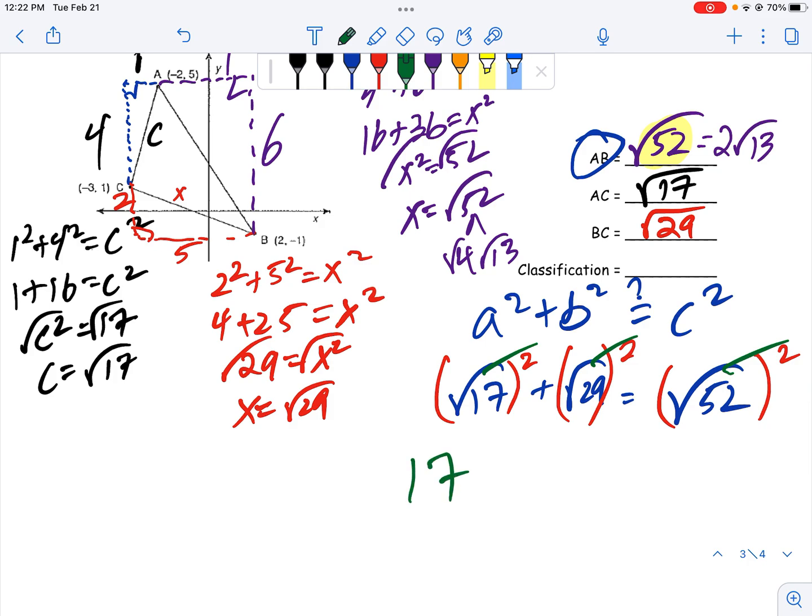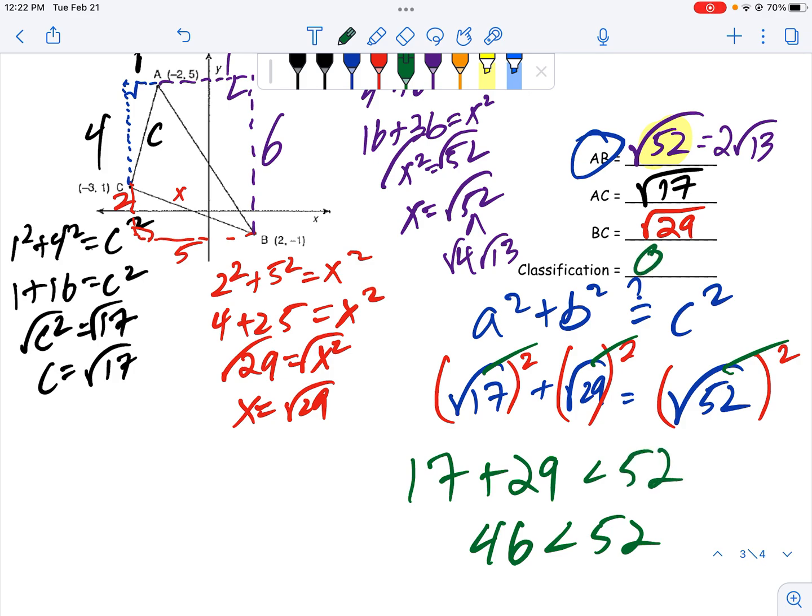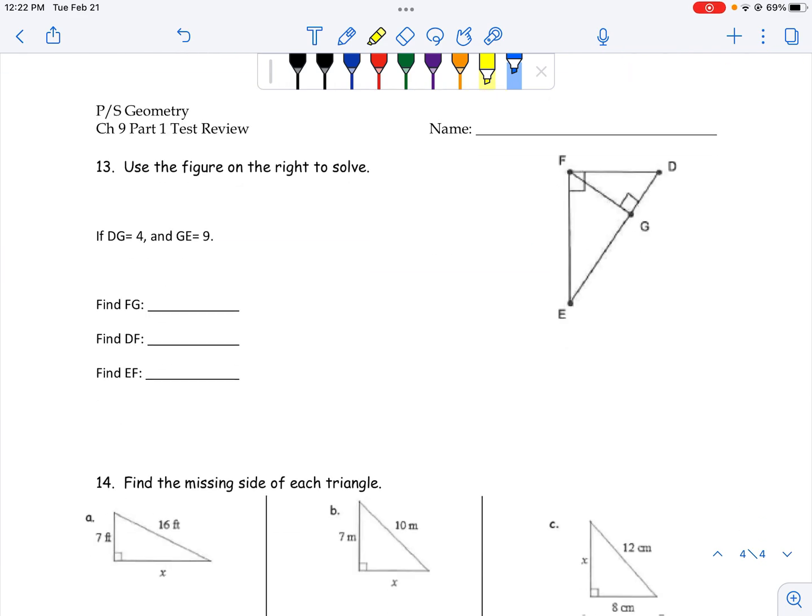So I got 17 plus 29. Well, 17 plus 29 is 46, and that is less than 52. All right, since that's less than 52, it is obtuse. It's an obtuse triangle. So when a squared plus b squared is less than c squared, it's obtuse. When it's equal to, it's right, and when it's greater than, so a squared plus b squared, if these two numbers were greater than the number on the right, then it would be acute. I'm going to pause that.